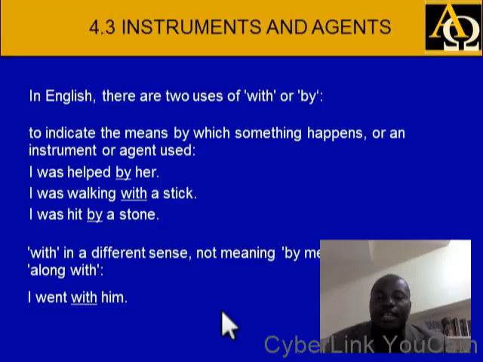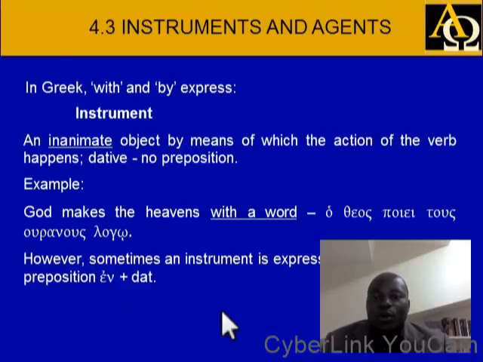That's the negative. In English, there are two uses of with or by. To indicate the means by which something happens, or an instrument or an agent is used: I was held by her. I was walking with a stick. I was hit by a stone. With, in a different sense, not meaning by means or along with: I went with him. Okay, that's in English. In Greek, with or by express instrument, an inanimate object by means of which the action of the verb happens, is dative, no preposition.